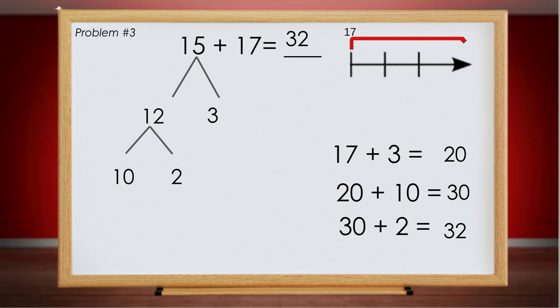Now, in each of these problems, we made sure to first make the next 10 to make it easier for us to find the sum. And we broke down the second set of numbers even more into tens and ones. But remember, boys and girls, you can always go straight to adding it to the last total.